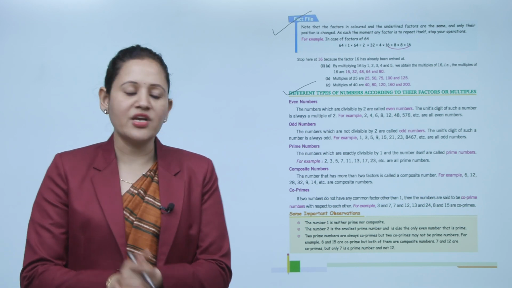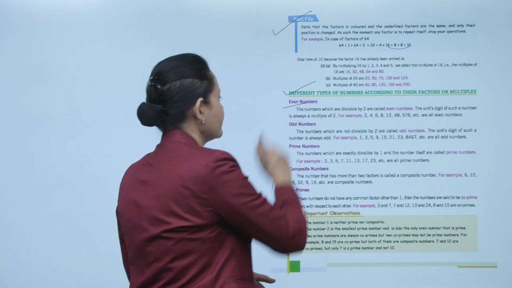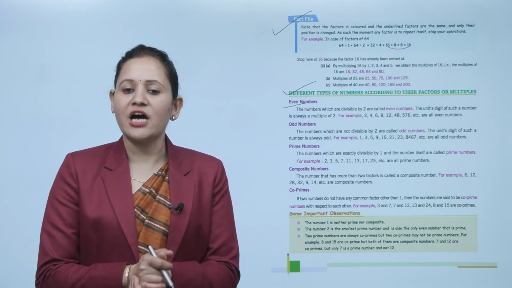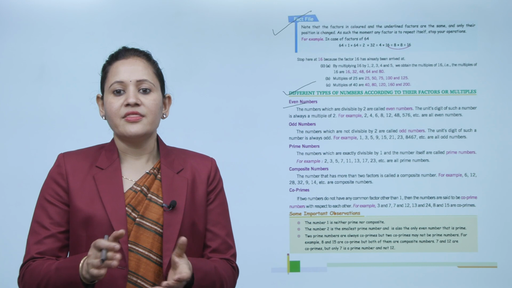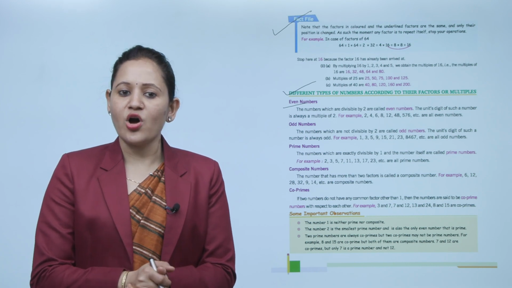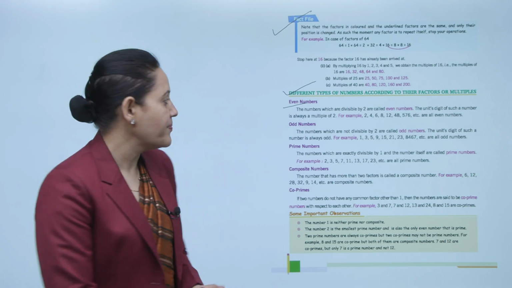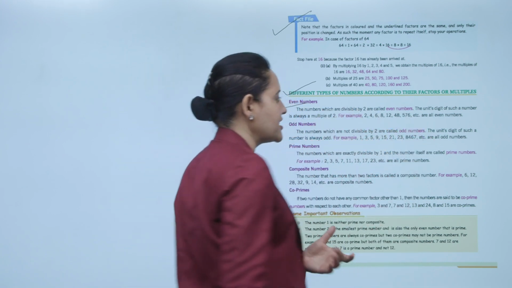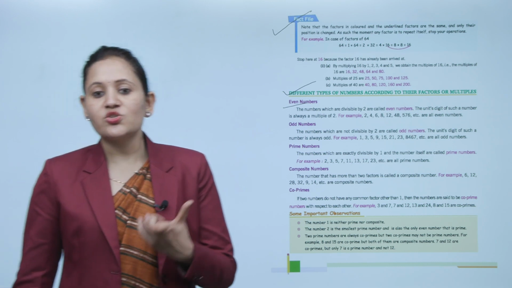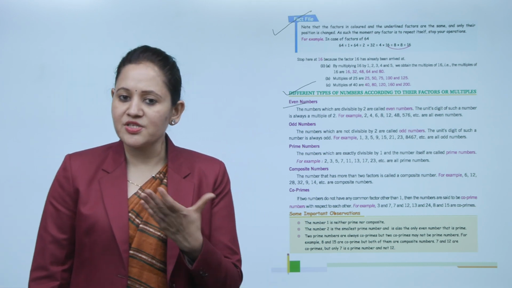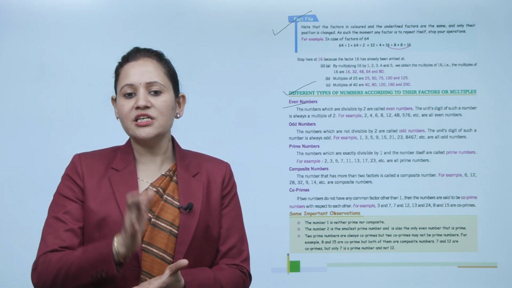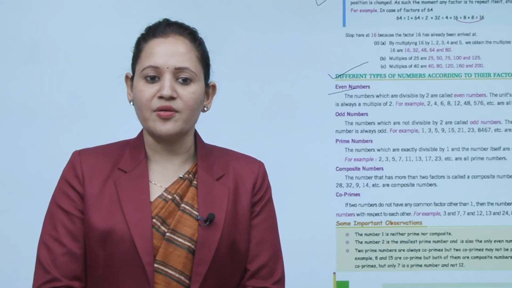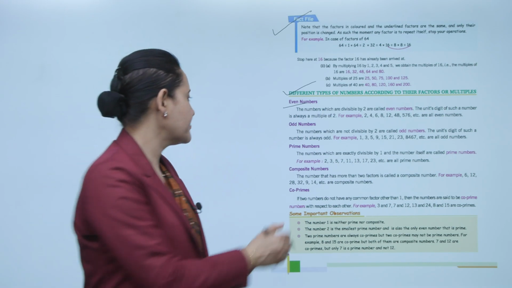First one, even numbers. The numbers which are divisible by 2 are called even numbers. The unit digit in such numbers is always a multiple of 2. For example, 2, 4, 6, 8, 12, 48, 576, all these are even numbers. So numbers which are exactly divisible by 2, or whose unit digit is 0, 2, 4, 6 or 8, are even numbers. Next is odd numbers.